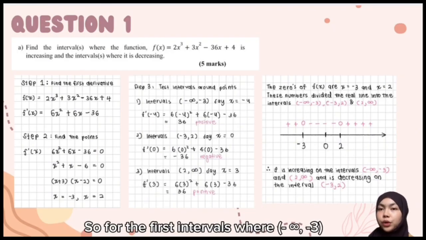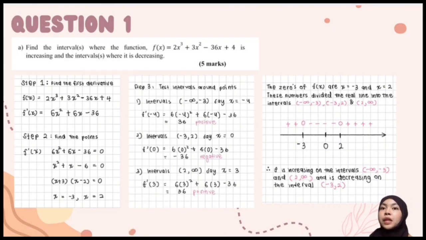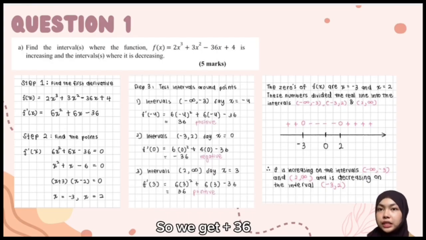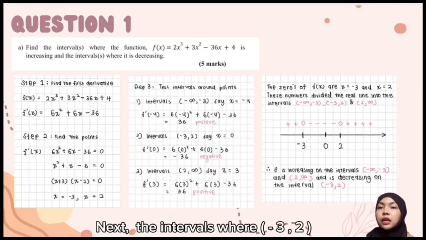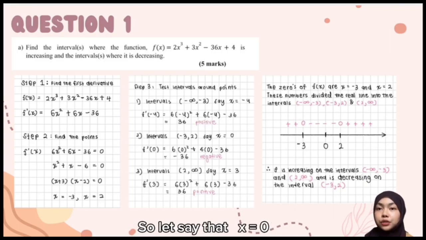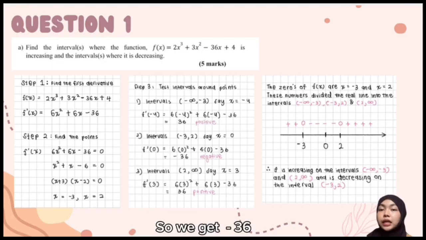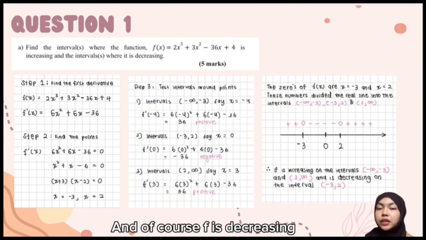For the first interval, -infinity to -3, let's say that x equals -4. So f prime of -4 equals 6 times -4 squared plus 6 times -4 minus 36. So we get positive 36. So f is increasing. Next, the interval -3 to 2. Let's say that x equals 0. So f prime of 0 equals 6 times 0 squared plus 6 times 0 minus 36. So we get -36. And of course, f is decreasing.